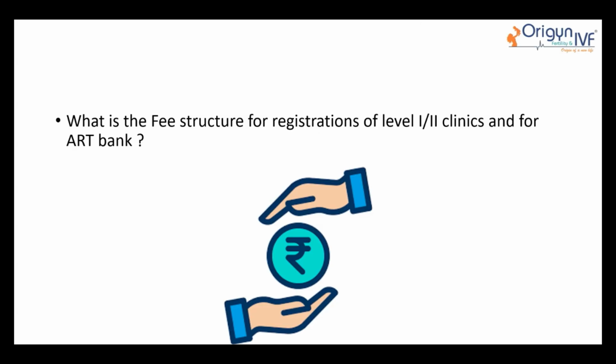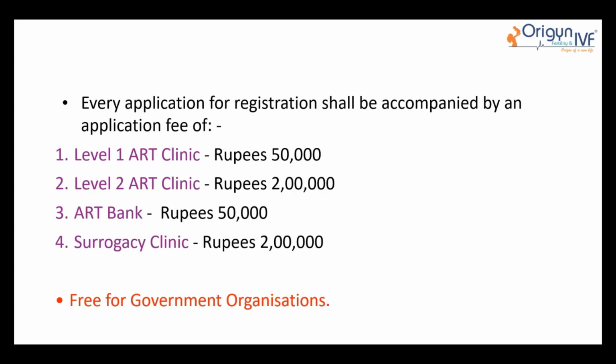Now comes the fee structure. Can we afford the fee structure? Next slide. So for a level 1 ART clinic, it is rupees 50,000. That is the registration fee. For level 2, it is 2 lakh. For an ART bank, it is rupees 50,000. And for a surrogacy clinic, it is rupees 2 lakh. And it is free for government organizations. Earlier it was around 2 lakh, and then thankfully they decided to bring down the amount to 50,000 for a level 1 ART clinic, which is pretty affordable. Next slide.